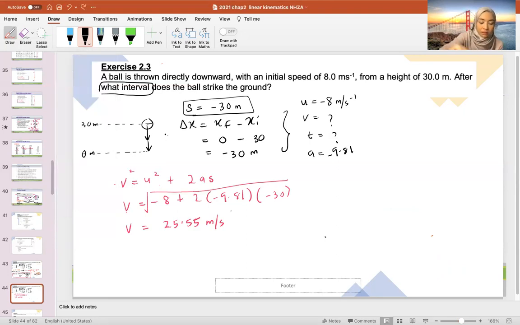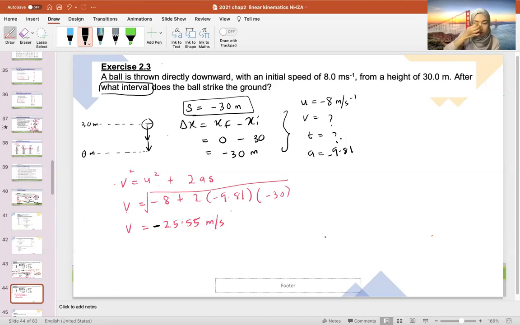So for V, we know the answer can be positive or negative, and we know the answer is 25.55. But we as very smart humans have to decide the negative ourselves. The calculator will never tell us. So we have to know this. If it's going down, it's a negative. Always, always, always. Okay, so negative 25.55. That is Husnia's approach to find V.